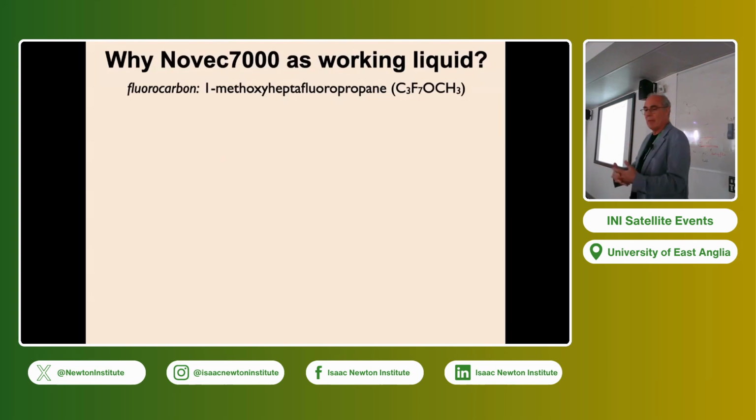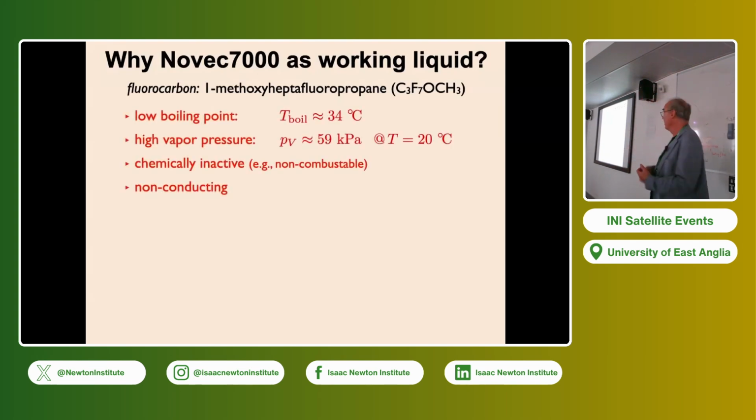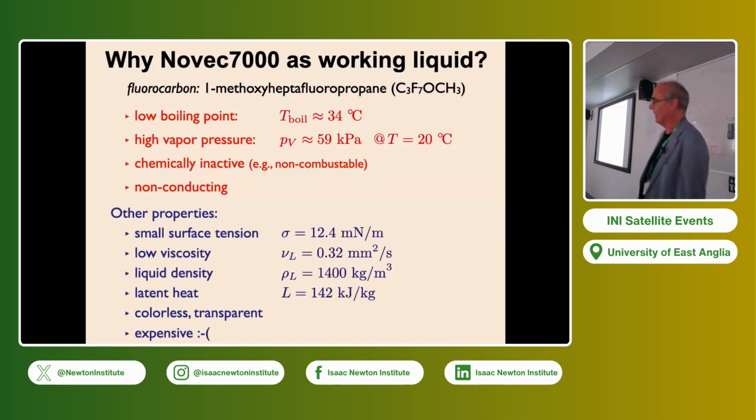But I want to start with saying why we are using Novec 7000 as a working fluid. Novec 7000 is a fluorocarbon, 1-methoxyheptafluoropropane. It has a very low boiling point, which is nice, 34 degrees Celsius. At ambient temperatures, it has a very high vapor pressure of about 59 kilopascals. It's chemically inactive, non-combustible, which is very nice, of course, and it's non-conducting, so you can put all your electronics in there without any trouble.